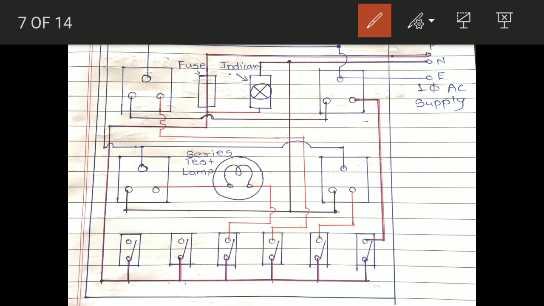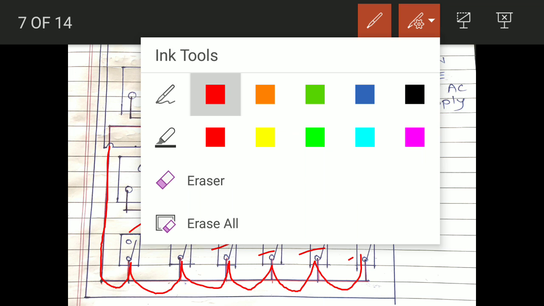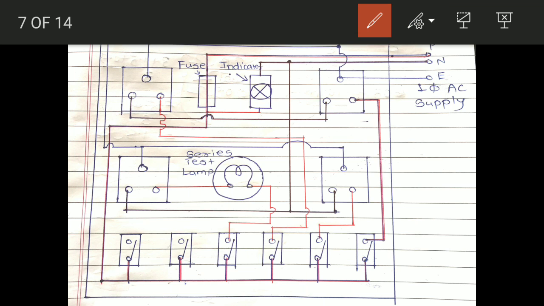Okay, see, the phase wire goes through the first terminal of the fuse wire, and the second terminal of this fuse wire is directly connected to the switches in series. Okay, these are connected to each switch. These two switches are used for the purpose of future expansion, and these four switches are used for working conditions. Okay, this is the main connection of phase.